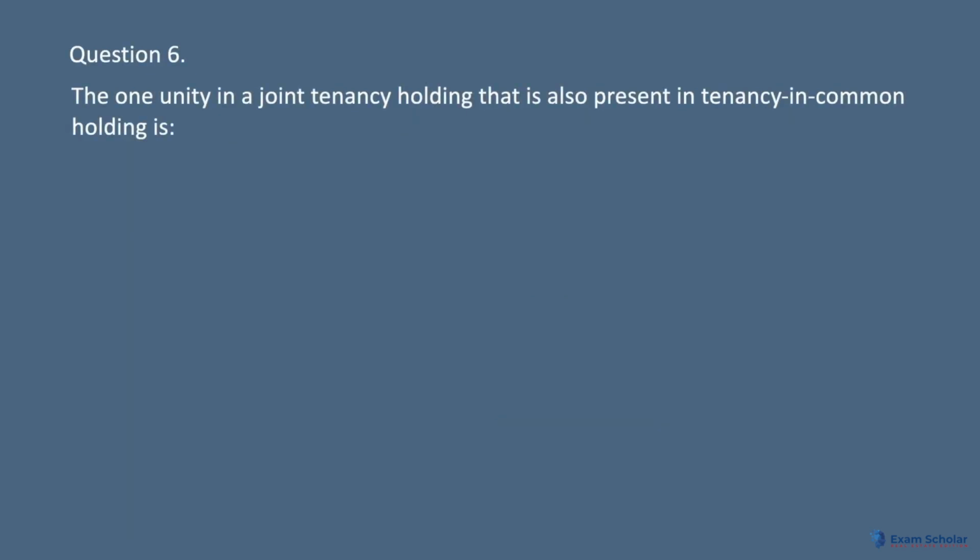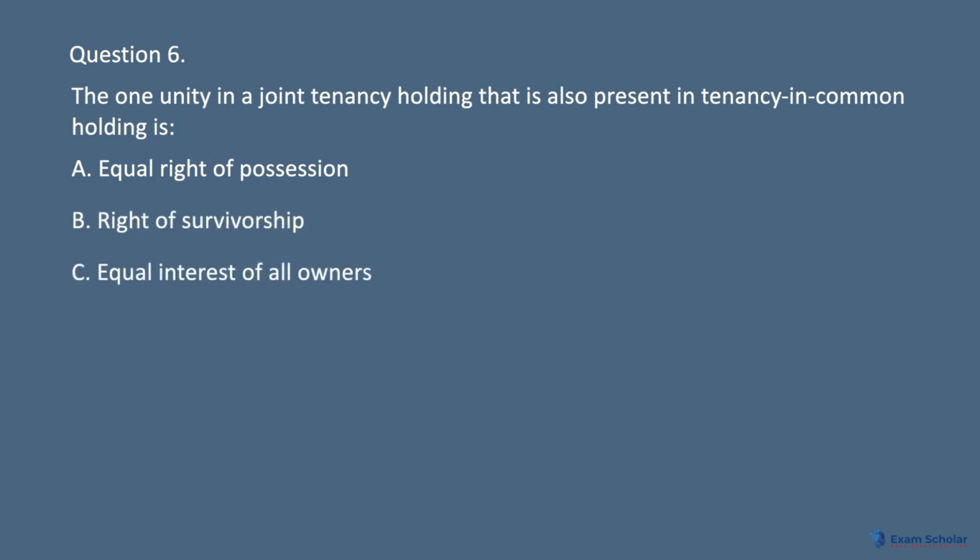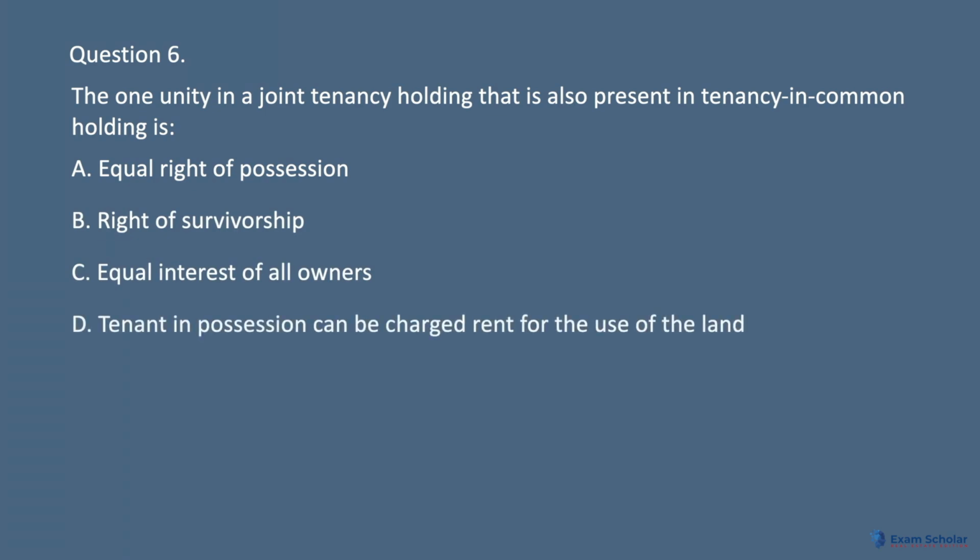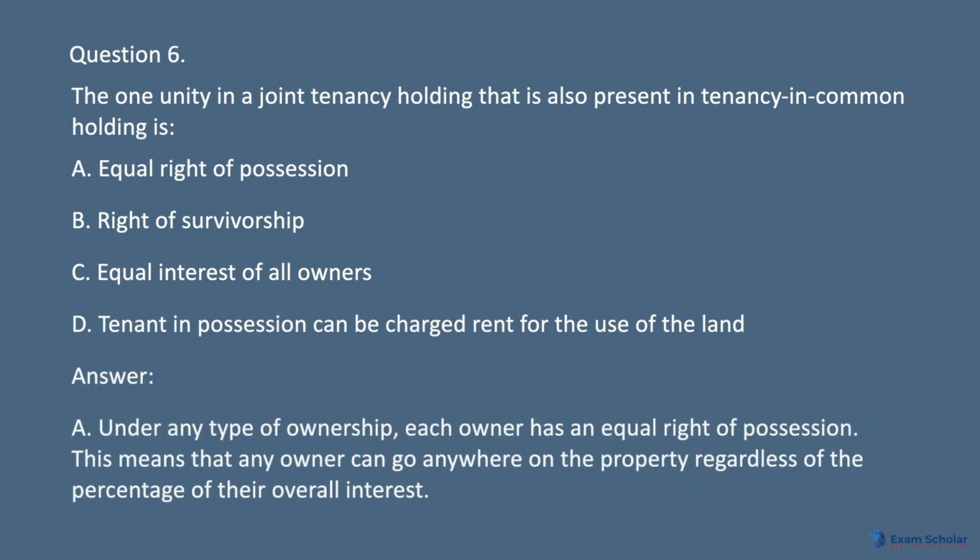Question 6. The one unity in a joint tenancy holding that is also present in tenancy in common holding is A. Equal right of possession. B. Right of survivorship. C. Equal interest of all owners. D. Tenant in possession can be charged rent for the use of the land. Answer. A. Under any type of ownership, each owner has an equal right of possession. This means that any owner can go anywhere on the property regardless of the percentage of their overall interest.